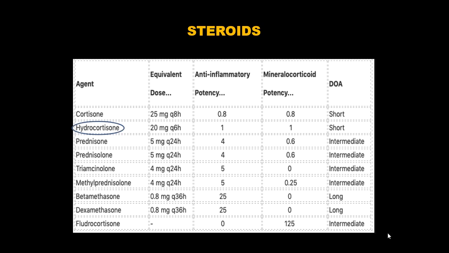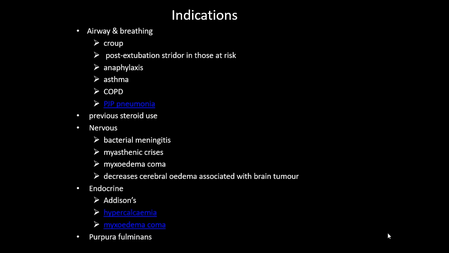Family of steroids, we have got short-acting, intermediate-acting, and long-acting steroids. Hydrocortisone, prednisolone, methylprednisolone, and dexamethasone are the most commonly used ones in ICU. You have got the dose and comparative ratios in terms of anti-inflammatory and mineralocorticoid potency. Indications, airway and breathing, like pneumocystis jirovecii pneumonia, croup, anaphylaxis, asthma, COPD acute exacerbation, previous steroid use.